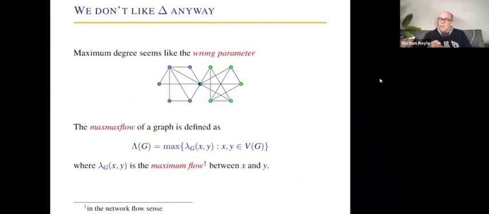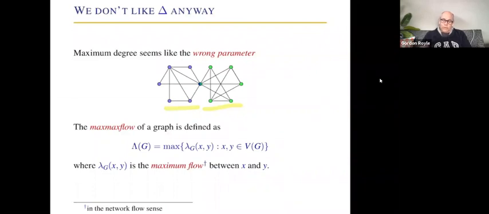We don't like maximum degree anyway, because it seems like it's the wrong thing. You can take a couple of graphs, this green graph and this blue graph, and you can just glue them together at a vertex, and that way you can increase the maximum degree as much as you want, but you don't change any of the chromatic roots. So maybe if we knew what the right parameter was, we would be able to do more about bounding the roots.